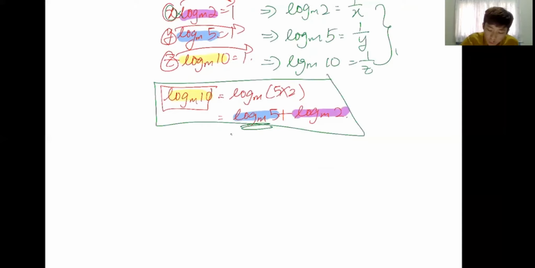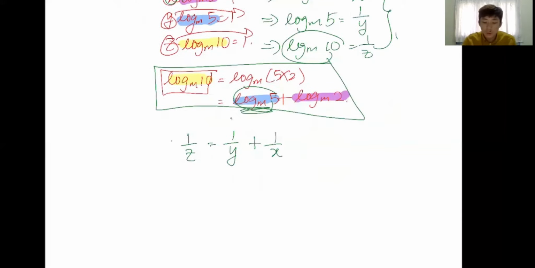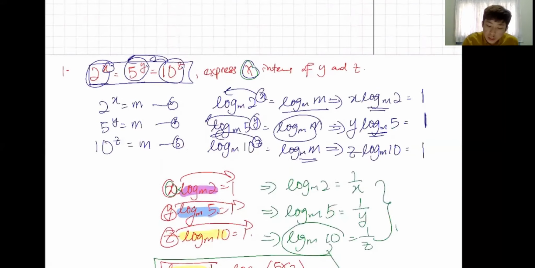Now what do I do? So you have log base m of 10, which is 1 over z. You substitute, okay? It equals log base m of 5, which is 1 over y, plus log base m of 2, which is 1 over x. Okay, beautiful. Now I have all in terms of x, y, and z. So actually, I kind of solved the answer already. But the question wants us to express x in terms of y and z.